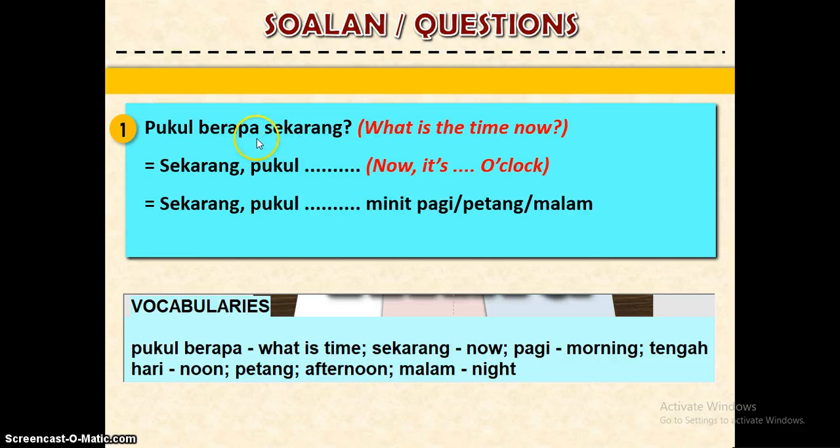Okay, now let us look at the questions. Pukul berapa sekarang? What is the time now? How can you answer the questions? Sekarang, pukul, and then state the time. Or sekarang pukul, for example, sekarang pukul 2.30 pagi, or 2.30 petang, or 2.30 malam.